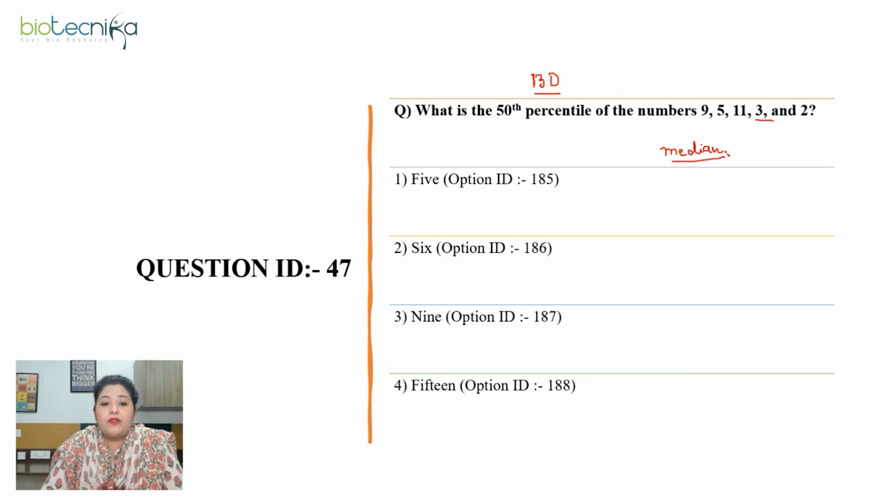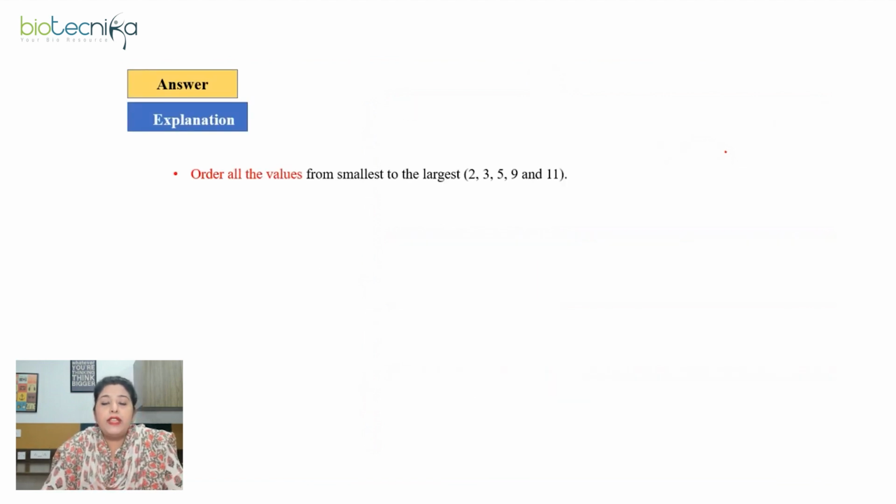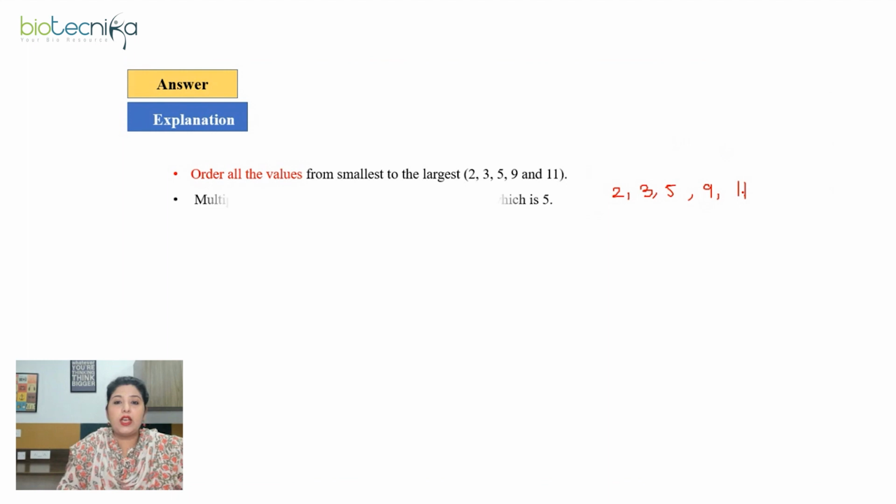So options given are 5, 6, 9, and 15. So question arises how to calculate 50th percentile. For this, we have to follow certain steps. The very first step is that whatever numbers are given to you in the question, you have to order them from smallest to largest. So 2, 3, 5, 9, and 11. This is how you're going to arrange them.